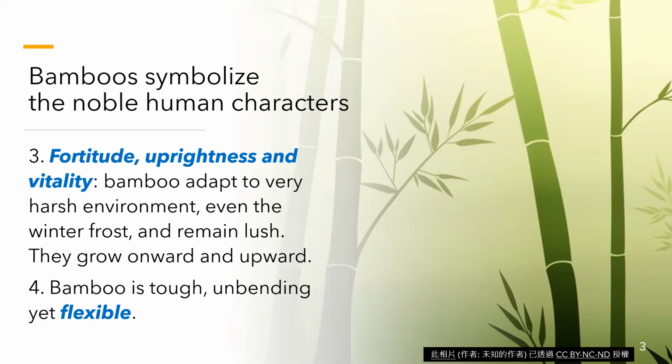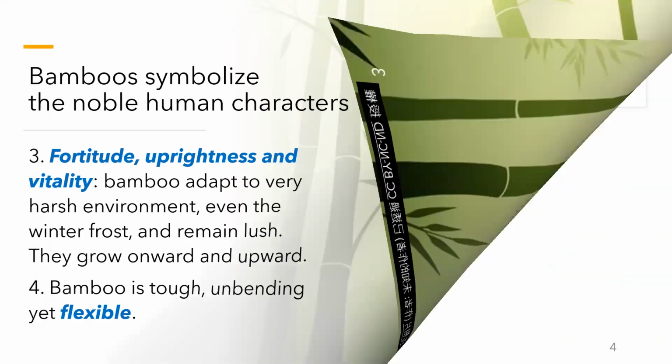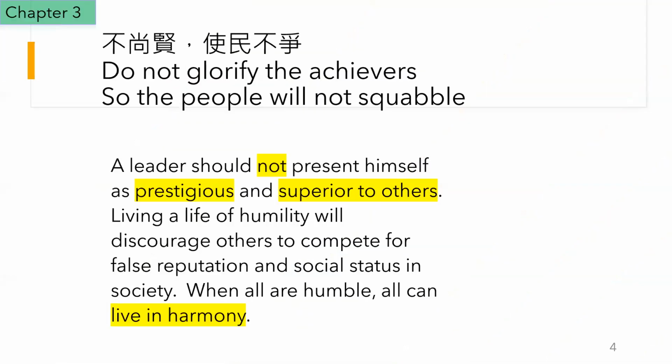Okay. So after introducing the characteristics of bamboo, let's go to chapter 3. The first verse, 不尚贤，使民不争. Do not glorify the achievers, so the people will not squabble. Glorify means to praise, to show your admiration to something or somebody, especially when he does not deserve it. That's glorify.